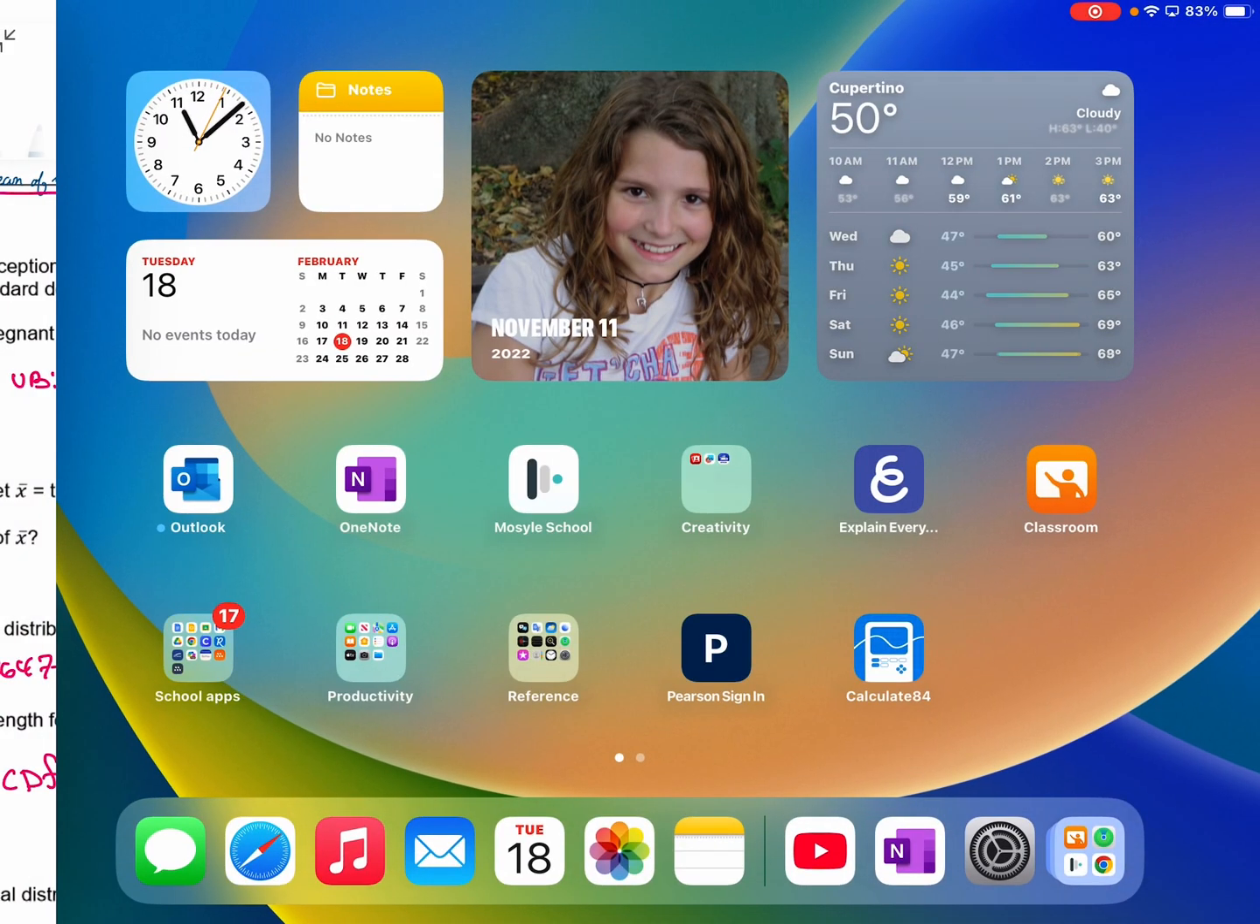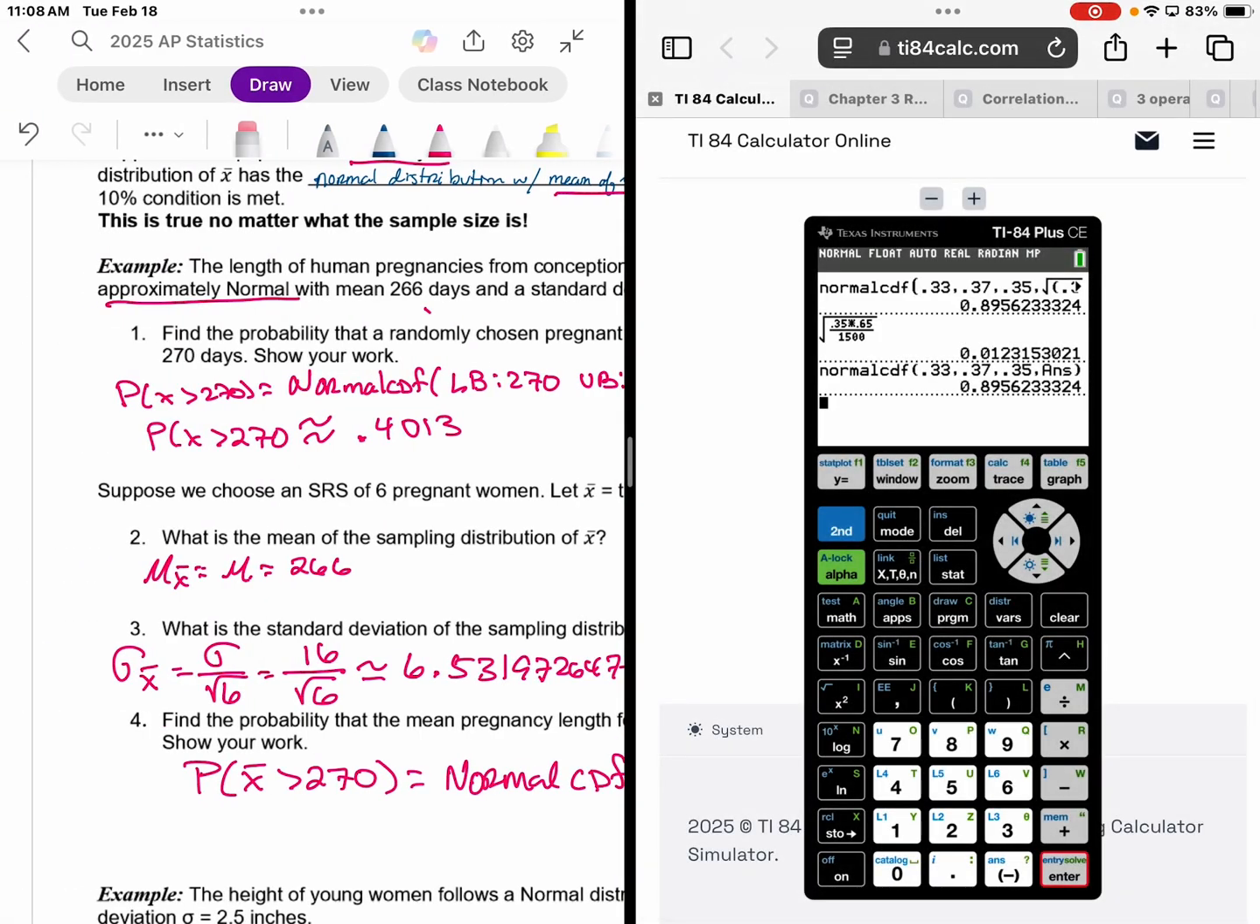Now, the alpha button doesn't work on the normal CDF feature. So when I go second vars, normal CDF: 270, 1,000, and then 266. The alpha y equals to get a fraction doesn't work in this mode. So we can just type in 16 divided by second square root, type in our 6. We have to type it in that way. That's why I didn't type in that fraction with the 2 fractions on the previous one, because it was going to be really crazy to try to type it in with all the parentheses.